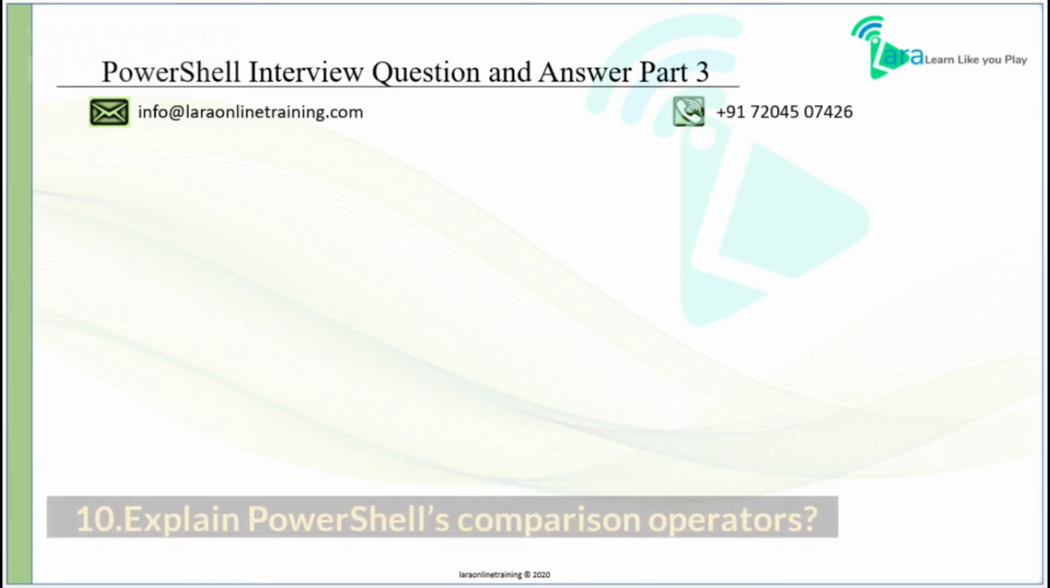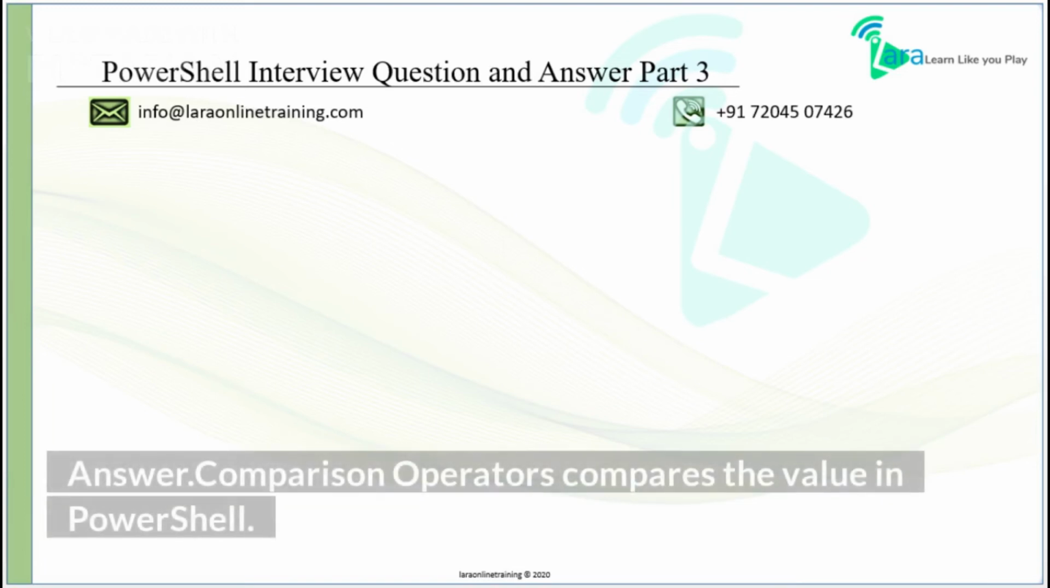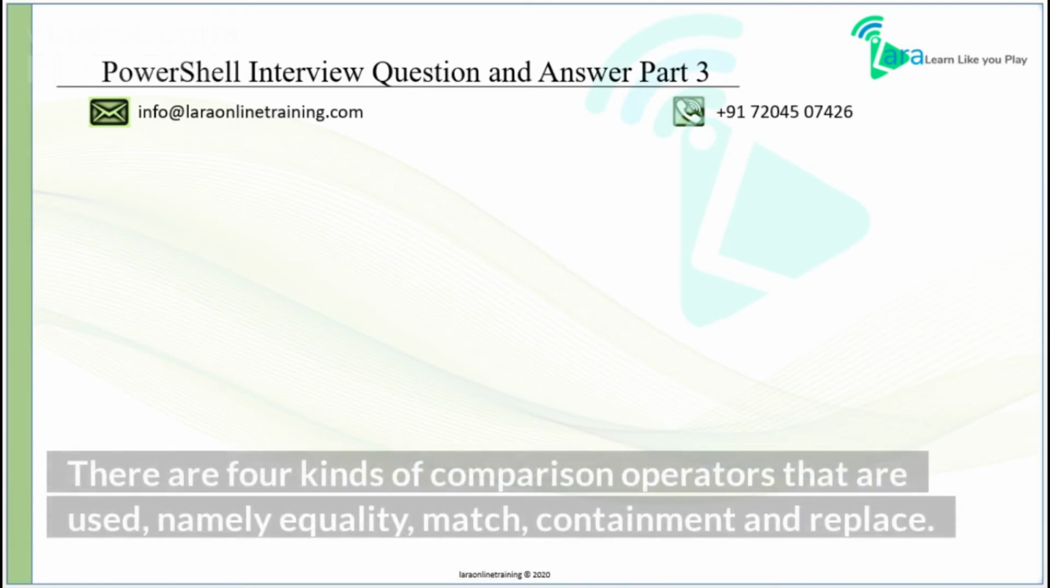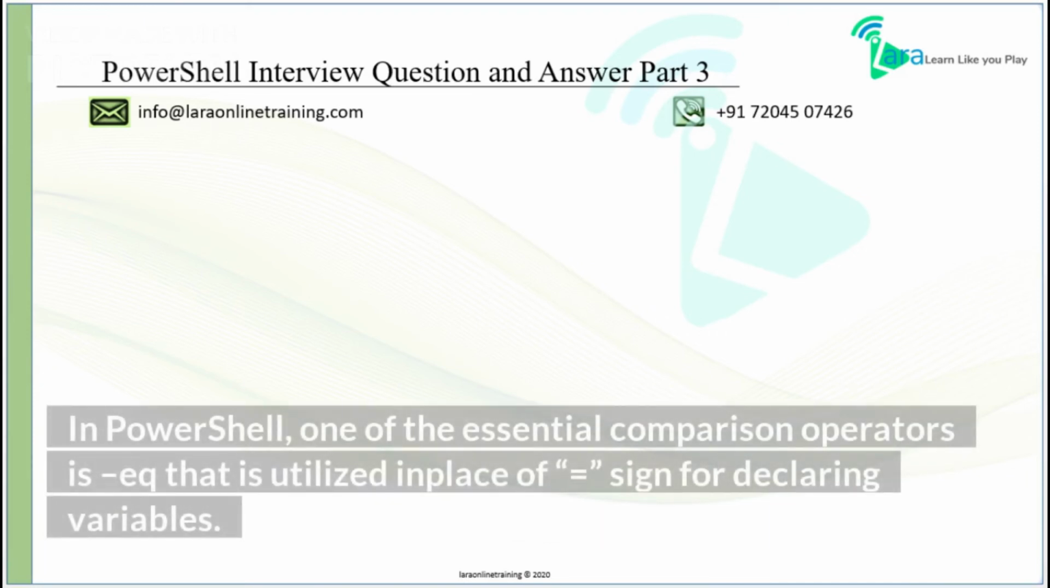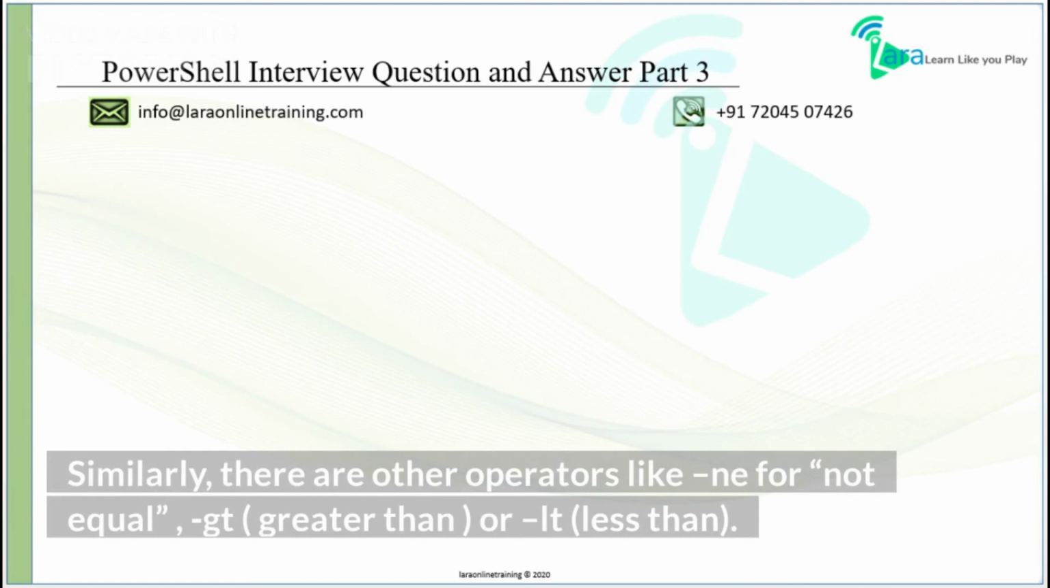10. Explain PowerShell's comparison operators. Answer. Comparison operators compare values in PowerShell. There are 4 kinds of comparison operators that are used, namely equality, match, containment, and replace. In PowerShell, one of the essential comparison operators is -eq, which is utilized in place of the equals sign for comparing values. Similarly, there are other operators like -ne for not equal, -gt, greater than, or -lt, less than.